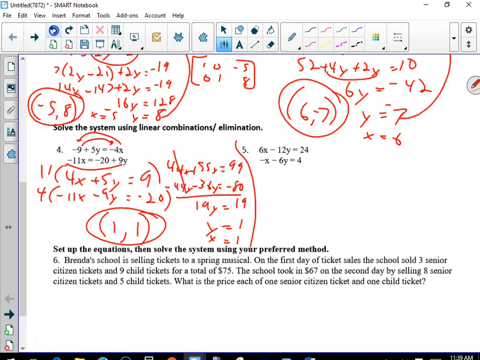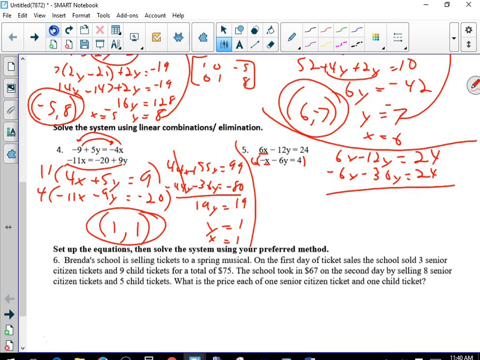Okay, everything here is lined up. I have a negative x and a positive 6x. So if I just multiply this by 6, I'll move the 6x minus 12y equals 24 over here. I'm going to distribute my 6 and get negative 6x, negative 36y equals 24. I get negative 48y equals positive 48. Therefore, y is negative 1. If I plug negative 1 in for y, I will get x is 2. 2, negative 1.